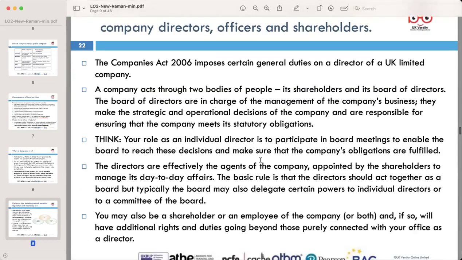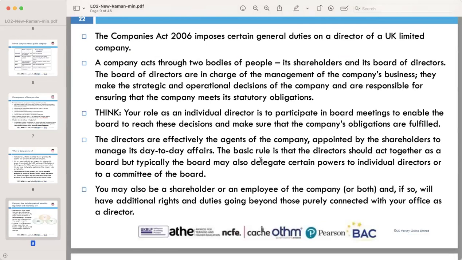So, as a director, your role involves active participation in board meetings to contribute to decision making and fulfill the company's obligations. Directors may be shareholders or employees, carrying additional rights and duties beyond their directorial responsibilities. This multifaceted role emphasizes the collaborative nature of corporate governance, where shareholders and directors work together to steer the company towards success.